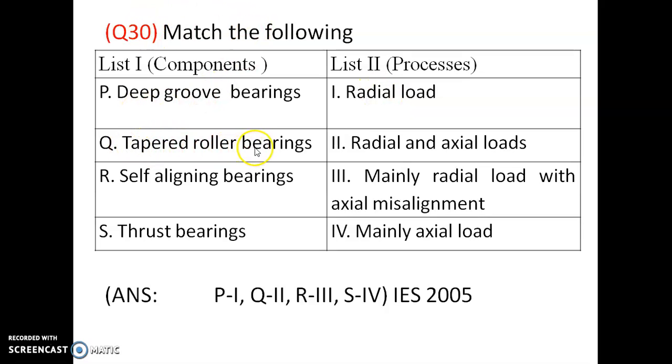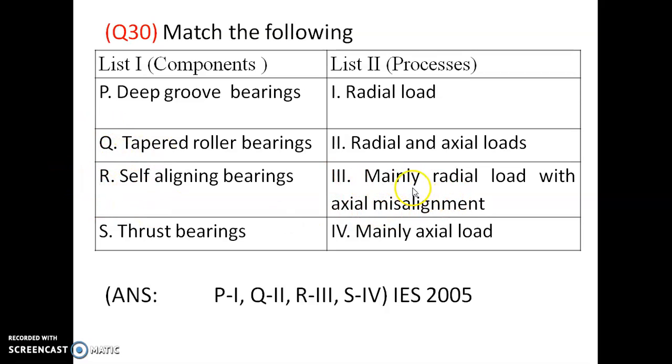Next question, match the components. Tapered roller bearings can carry radial and axial load, so Q2. Deep groove ball bearing can carry only radial load or thrust load. Any one load it can carry, radial load or axial load, only one load. Deep groove ball bearing is mainly used for radial load, so P1. Self-aligning bearings, mainly radial load with axial misalignment. Self-aligning, it will align itself, as the name says.